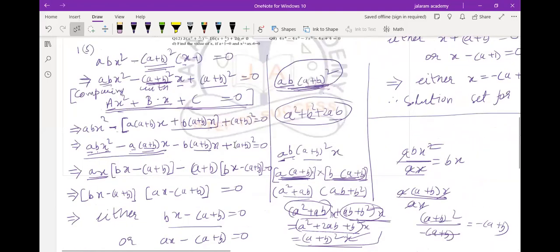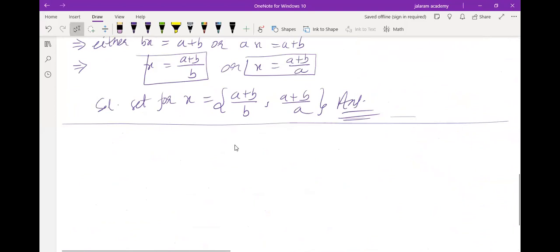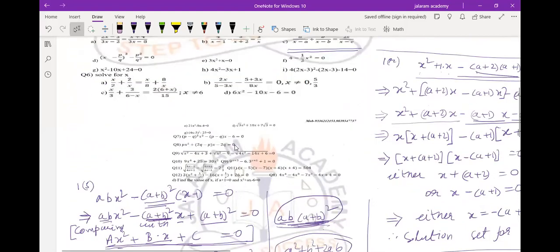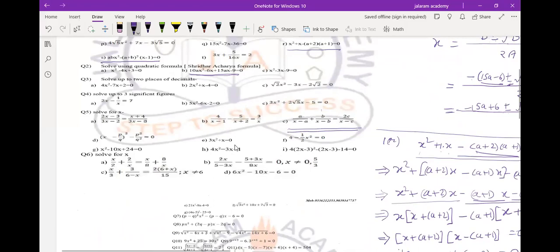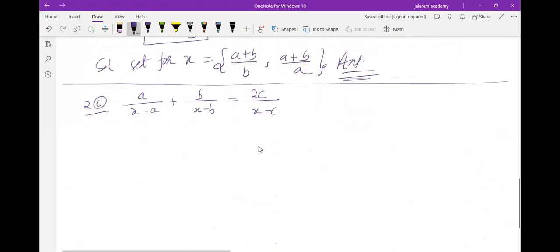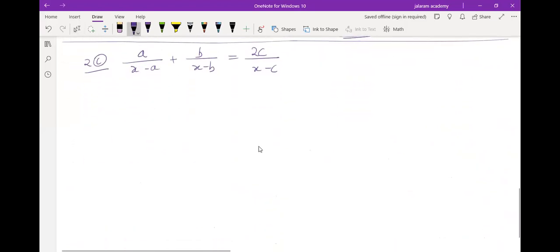So a upon x minus a is the first term. a upon x minus a plus b upon x minus b equals 2c upon x minus c. Check the question. Is it correctly copied? a upon x minus a plus b upon x minus b equals 2c upon x minus c. Correct? So how to solve this? This is the doubt. Okay. Solve it directly.